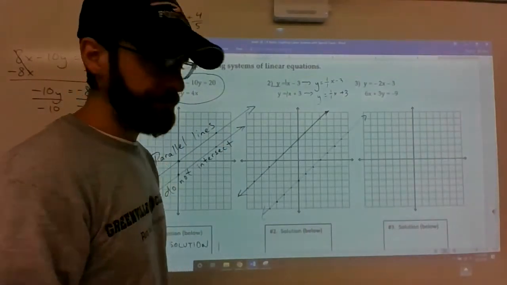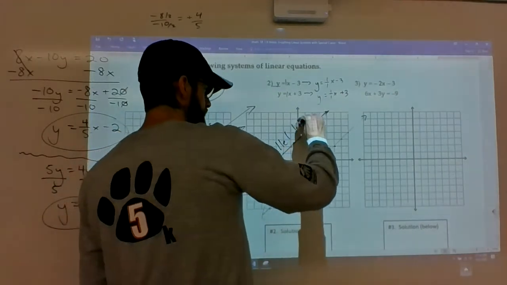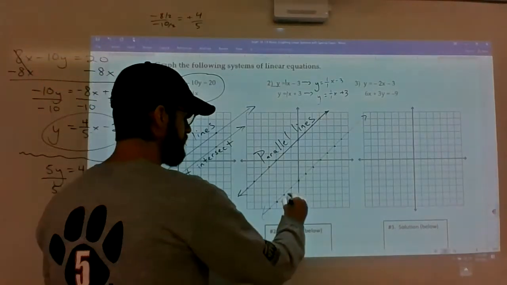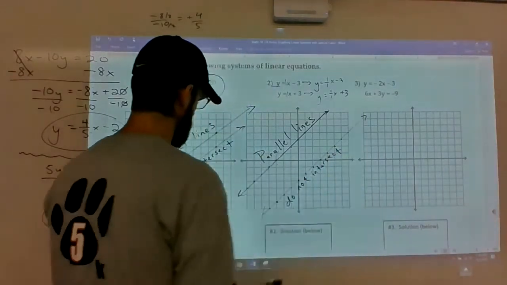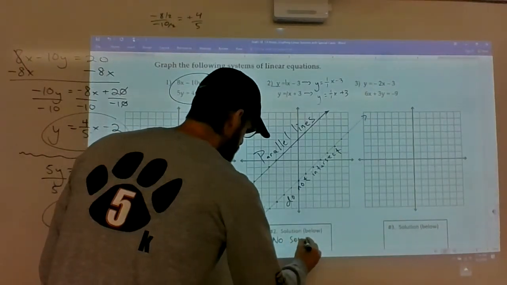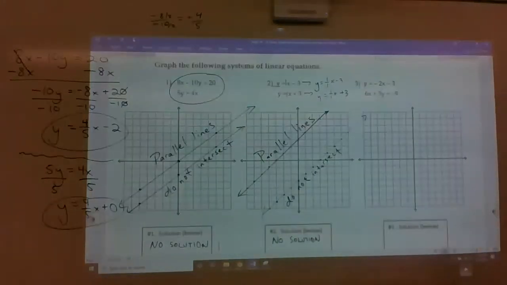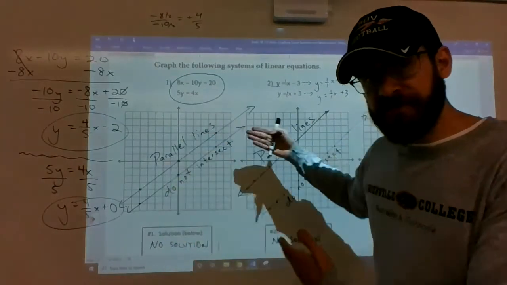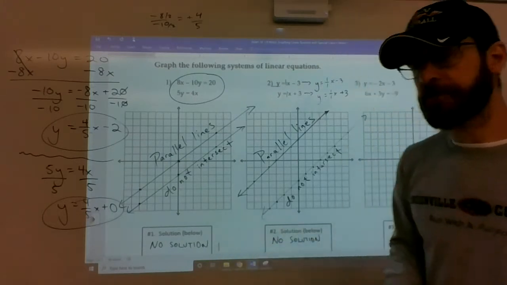Similarly, they both have the same slopes. And same sloped lines are parallel. Parallel lines do not intersect. There's no solution. Pretty clear, right? If they have a different starting point, but they both have the same rise over run, the same slope, they do not intersect, they're parallel lines, it's no solution.